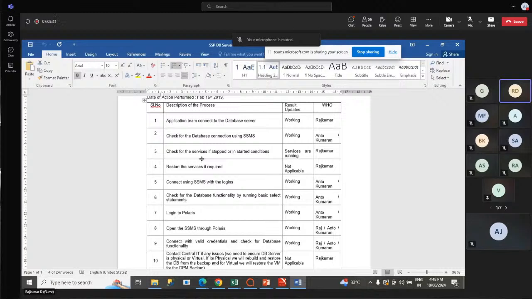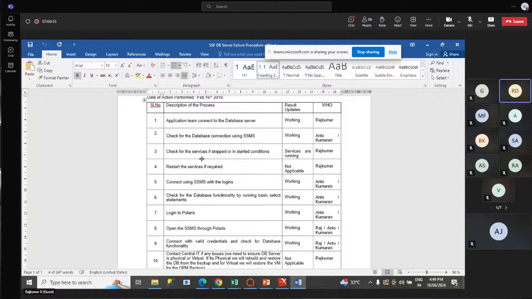Is the service running? Services are running. Who is checking that? Is a service restart required? For now it is not required because services are already running. Connect again with the client and check. This is for some more people to check. Is it working? It is working. Check if the server database is working by running some structured query language. It is working.